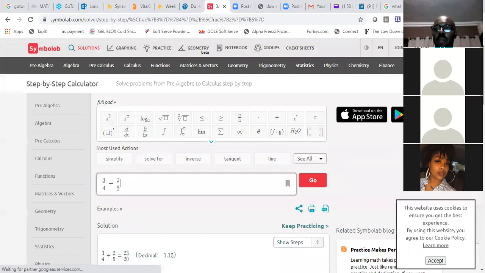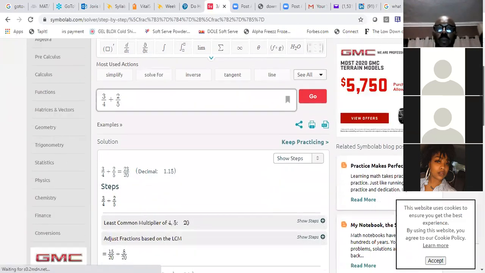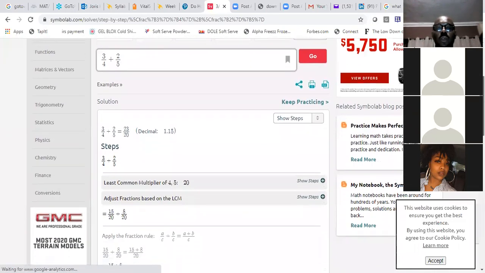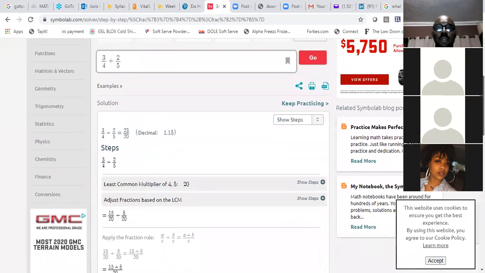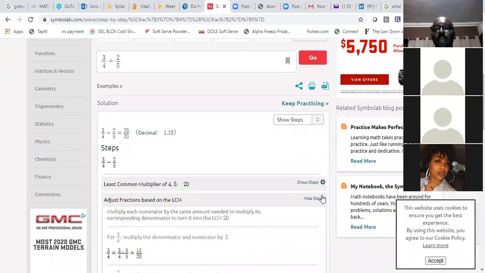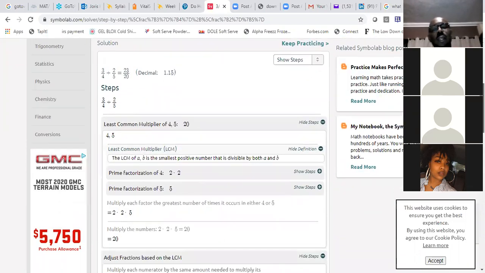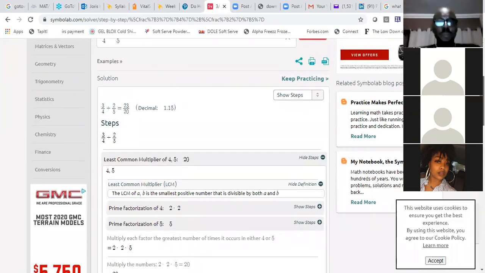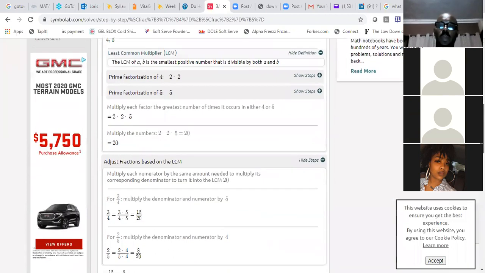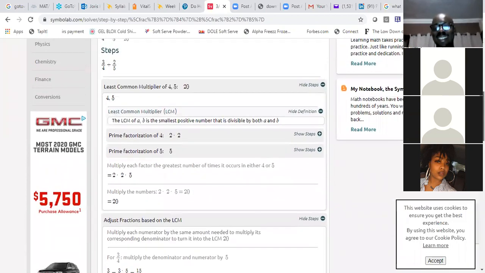See, the cool thing about Symbolab is not only does it do the problem for you, it shows you the steps. So if you look here, it says show steps. You can click on show steps, and it gives you the LCM and the whole nine, right? Okay, that's so nice.